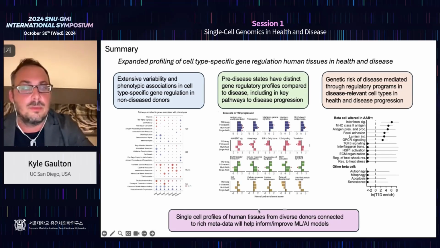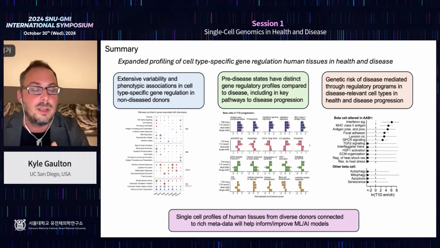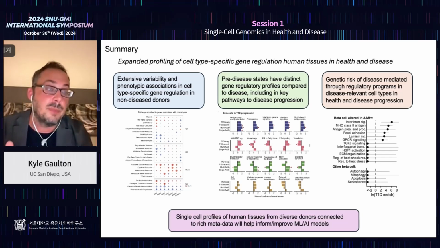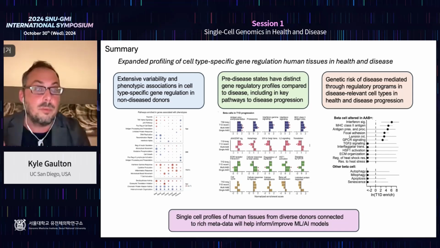And I'll just end by saying that given the theme of the meeting, really this diversity of data from individual cells, from different tissues and different donors and disease states, and oftentimes rich metadata that we have for these donors, overall will be really informative for the types of models that people are building using machine learning and AI to make predictions and understand these diseases.